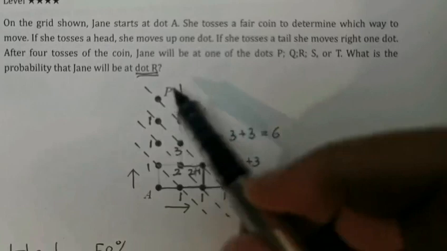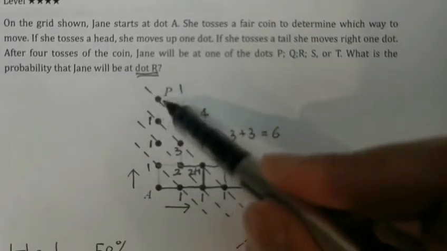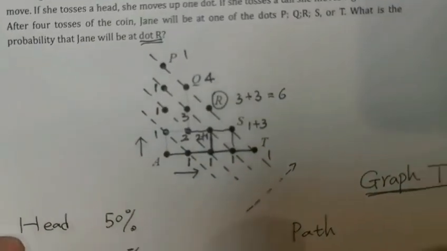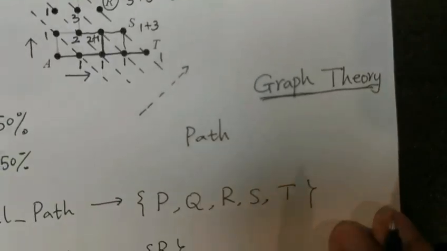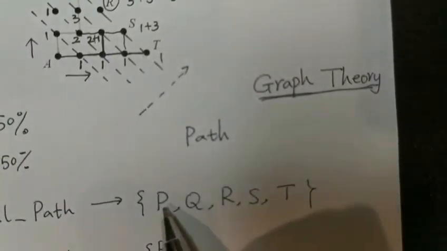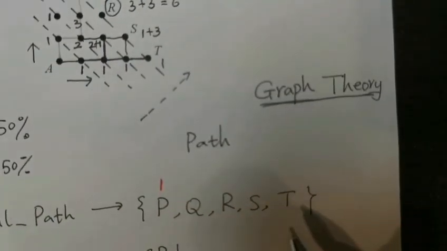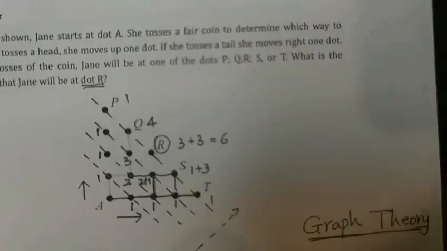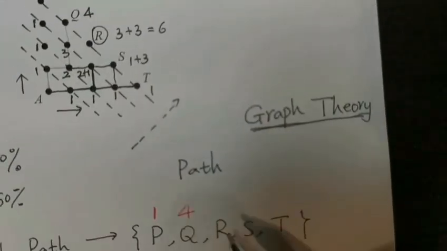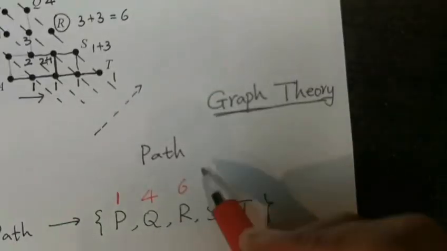Cool. After we find all the possible paths to the last layer, we go to the dot list here and recheck the points. P, how many paths? 1, right? So we write 1 here. I use a red color to make it more obvious. Q, 4. R is 6 here. S is 4. And T is 1, right?